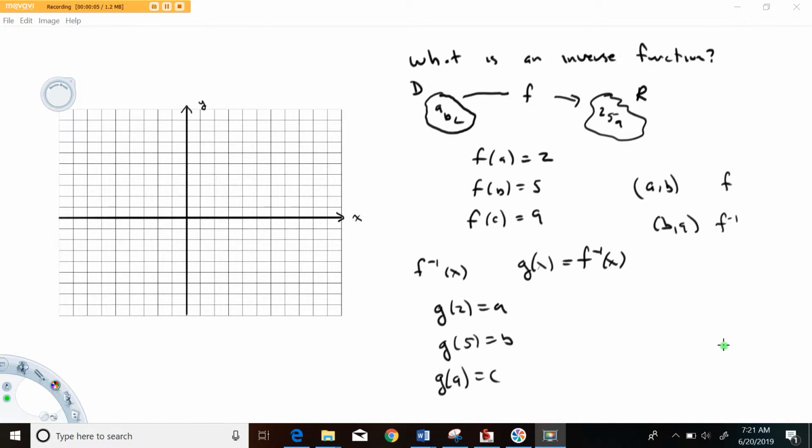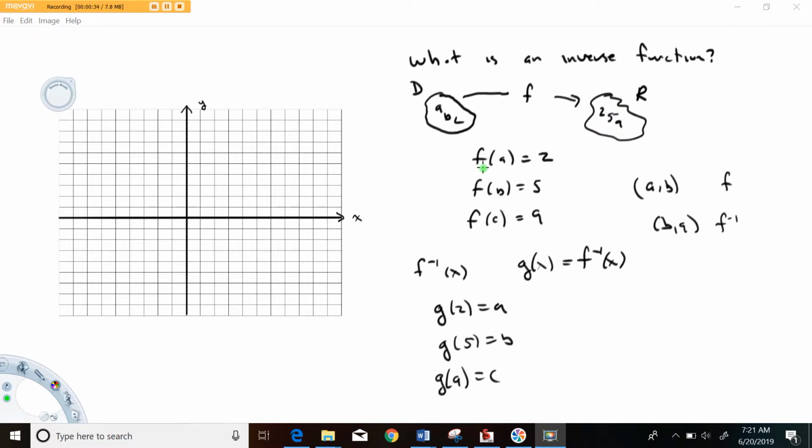I'm making this video to answer everybody's favorite question, or the question on everyone's mind: what is an inverse function? So first of all, let's talk about this stuff I've got above here. Here's a set of elements A, B, and C, which we're going to imagine is the domain of some function. Here's a set of elements 2, 5, and 9, which we're going to imagine is the range of this function. And the function f is a function that maps elements from this set to elements of this set.